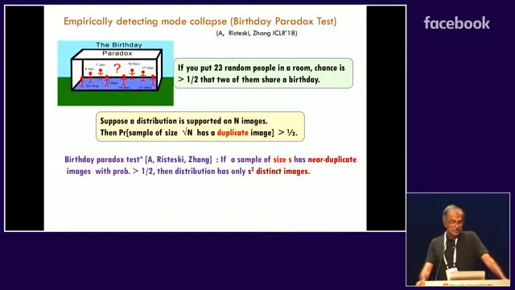So the birthday paradox test flips that. If you take a sample of size S from a distribution, and you already see near duplicate images with good probability, then you must infer that the distribution only has about S squared distinct images. Now there's some asterisk here, some mathematical fine-tuning, but that's the sense.